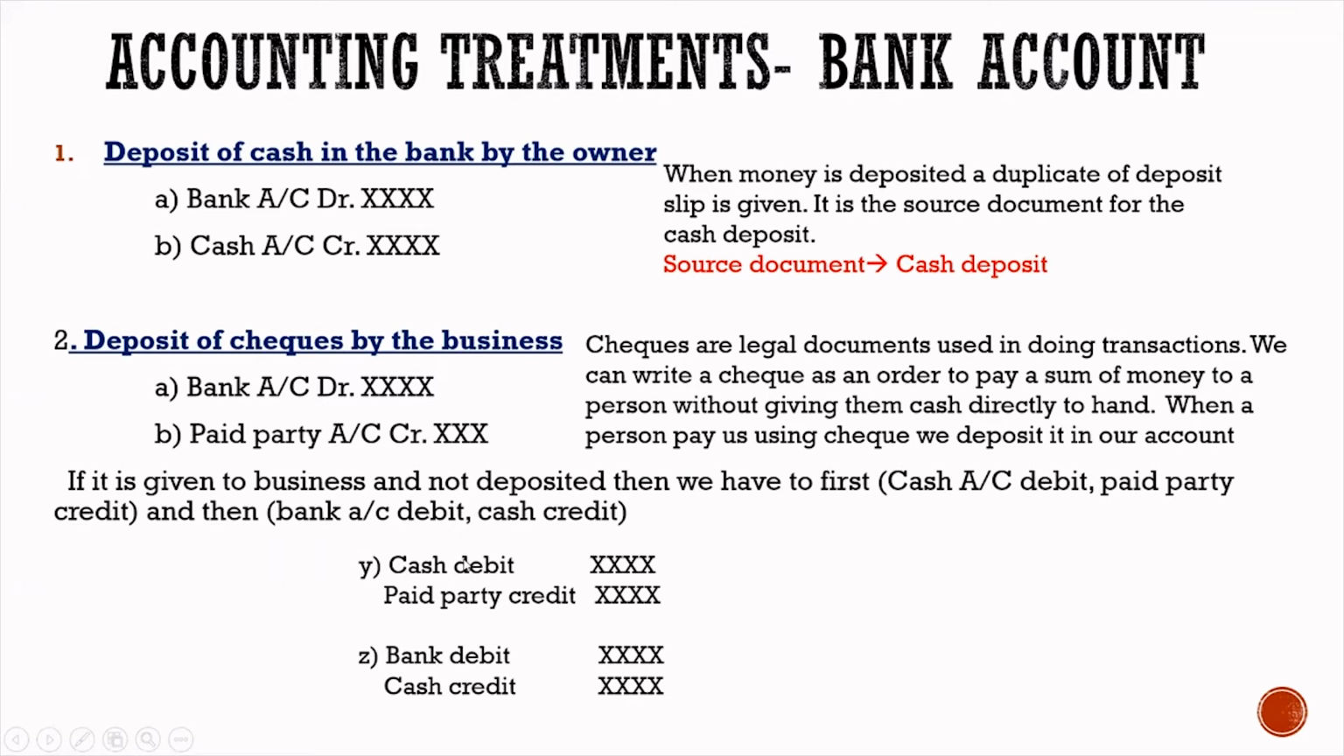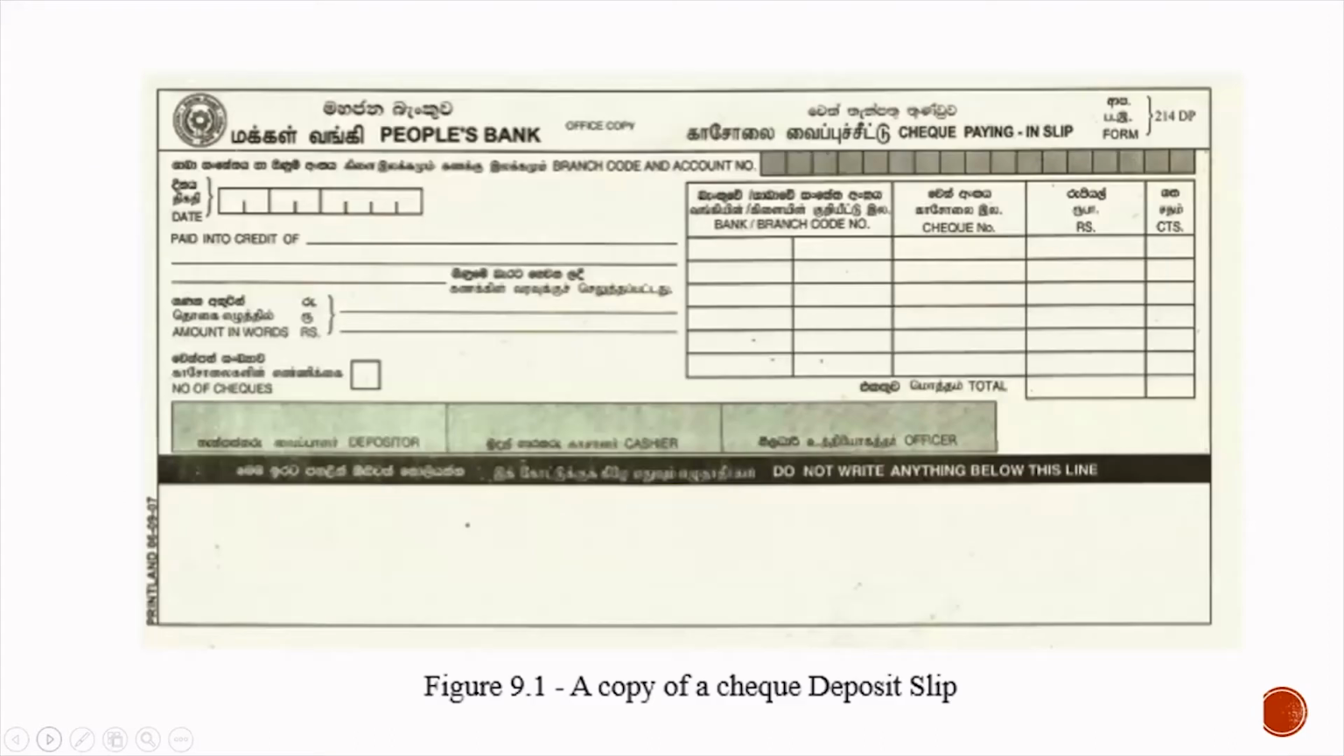If it is not deposited, we keep it in cash and we credit the relevant party. After that, since we have to rectify that and deposit it, we deposit the amount in the bank, so the bank becomes debit and the cash becomes credit.